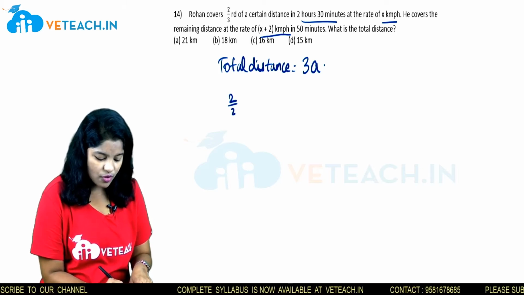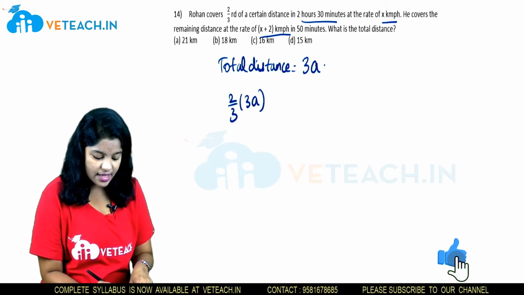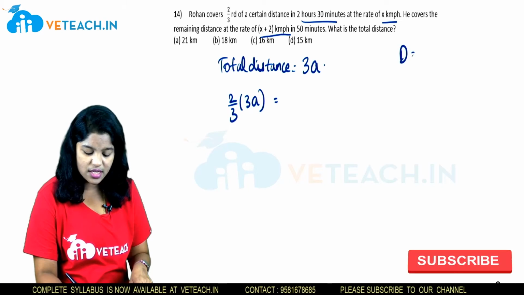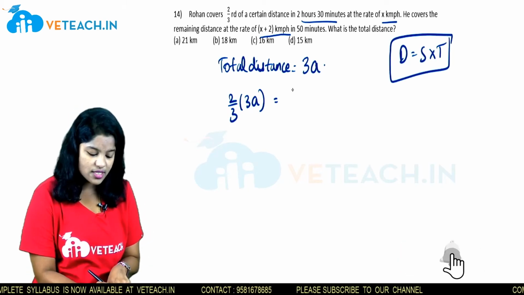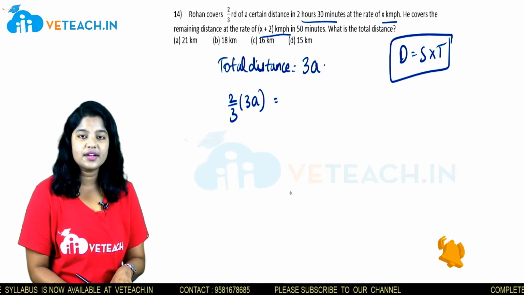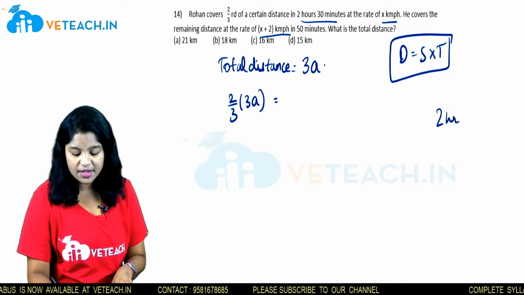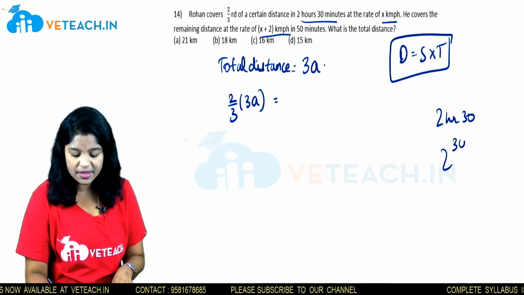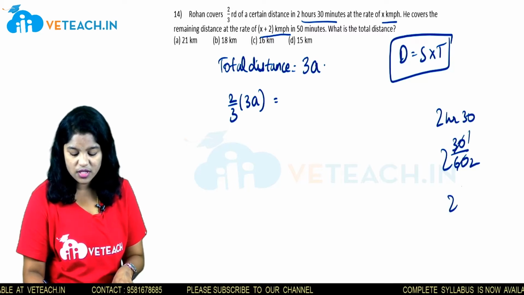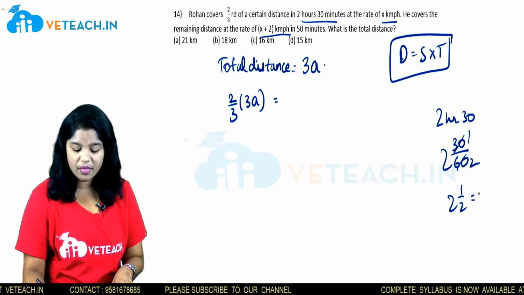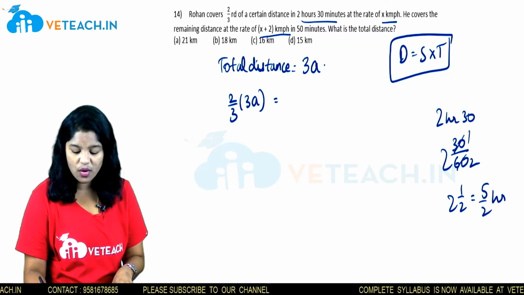Now 2/3 of this total distance is covered, where distance is equal to speed into time. So 2/3 of this total distance is covered in 2 hours 30 minutes. So 2 hours 30 minutes is nothing but 2 30 by 60 hours. So 1 time, 2 times. 2.5 hours is nothing but equal to 5 by 2 hours.